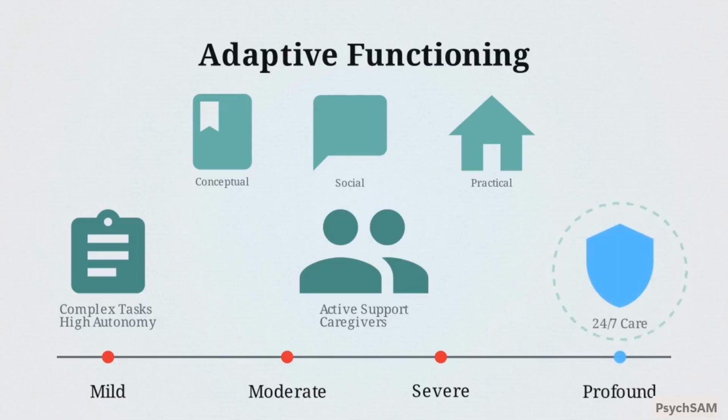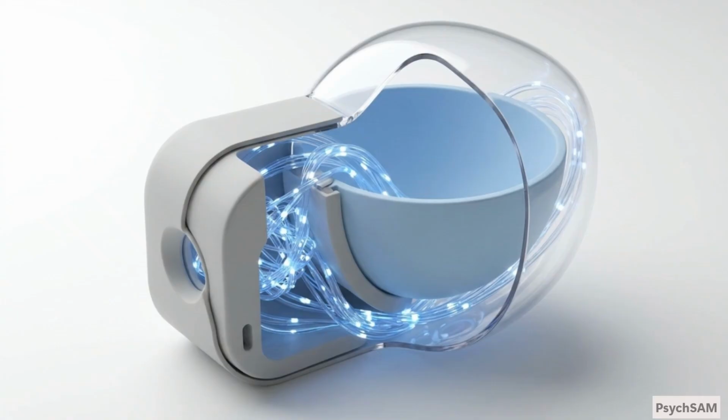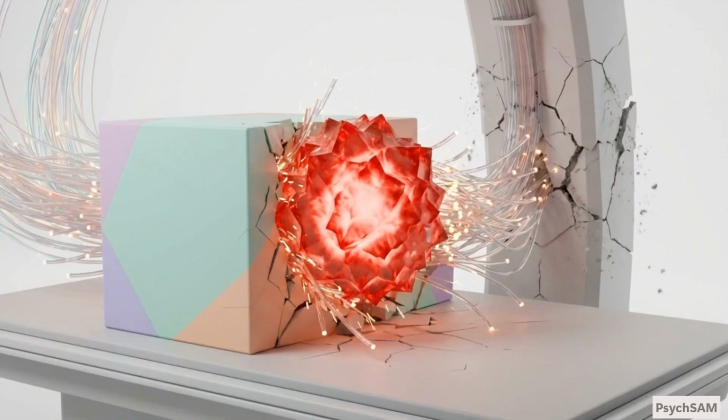At the profound end of the baseline, the patient requires pervasive 24-hour support to guarantee their physical safety, frequently communicating through augmentative or alternative systems. Establishing this adaptive baseline is the prerequisite for treatment. If a patient's daily environment doesn't meet their structural needs, secondary therapies will not be effective.